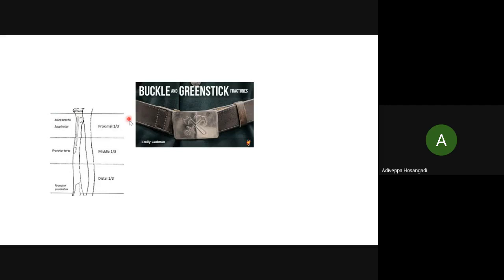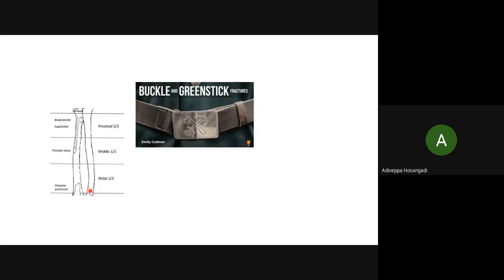See, proximal third of radius and ulna, middle 1/3, and distal 1/3. Proximal 1/3: this small round thing you see is the bicipital tuberosity where the biceps muscle is attached, and your supinator is attached. So in the proximal third there is a supinator, the middle third is pronator teres, and the distal third is pronator quadratus. Buckle fracture and greenstick fracture are seen in children.